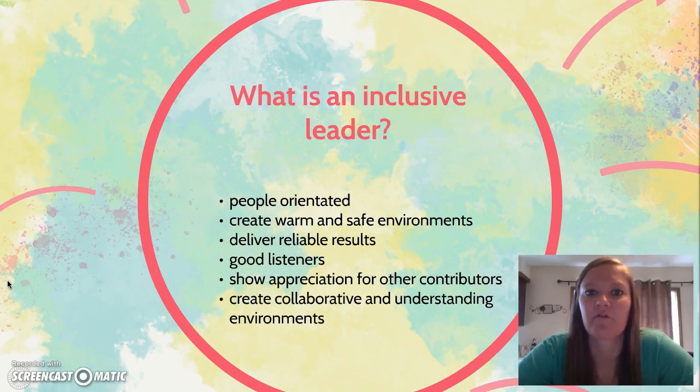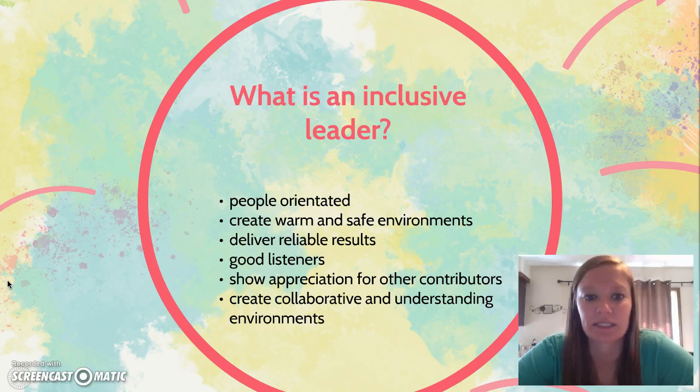First, I'm going to start off by giving some examples of what an inclusive leader is. An inclusive leader is people-oriented, creates warm and safe environments, delivers reliable results, is a good listener, shows appreciation for the other contributors, and creates collaborative and understanding environments.